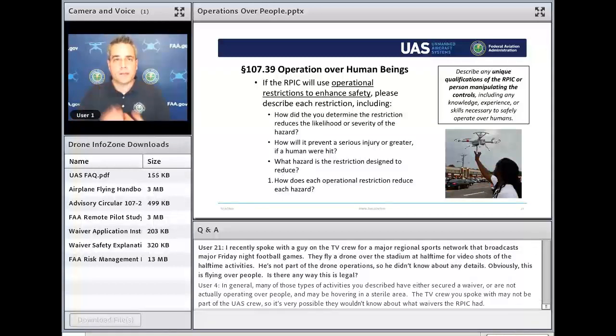A little bit about the remote pilot in command. The remote pilot in command has to understand these design assurances. If there are features that the UAS has, or if there are procedures that you are incorporating in your operation that are going to reduce the risk level, that will enhance safety, please describe those restrictions, including how did you determine that that particular restriction is going to reduce the likelihood, think back to that graph, or the severity of your flight. So if you're going to fly and it's got a hazard reducing or severity reducing component to it in terms of operational qualifications or restrictions, how did you determine that?